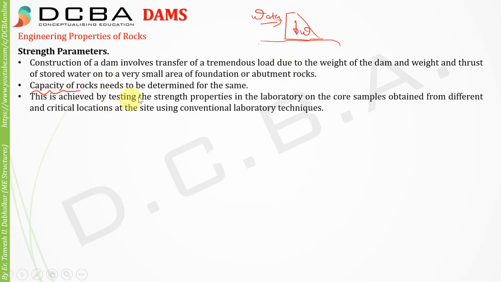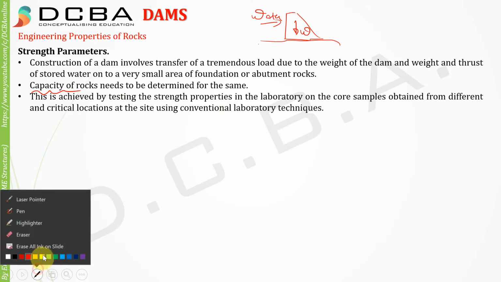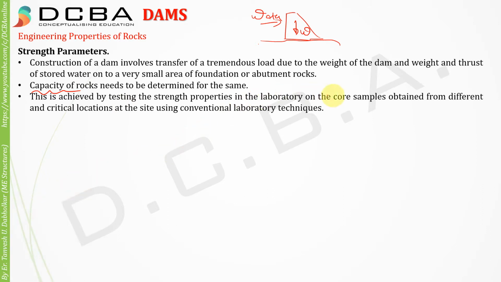This is achieved by testing the strength properties in the laboratory on the core samples obtained from different and critical locations at the site using conventional laboratory techniques. So what they do is that they cut a core, that is, they cut some depth into the soil, and that core is nothing but a cylindrical thing that you have cut in the soil, and then they take this to the laboratory where you can do multiple tests on it so that you can determine its strength.